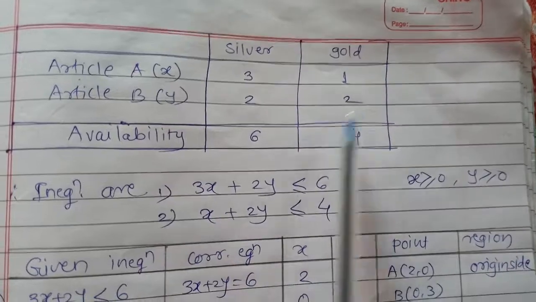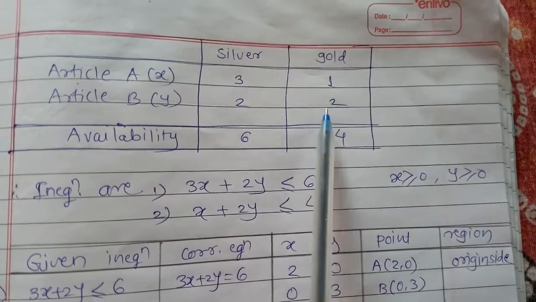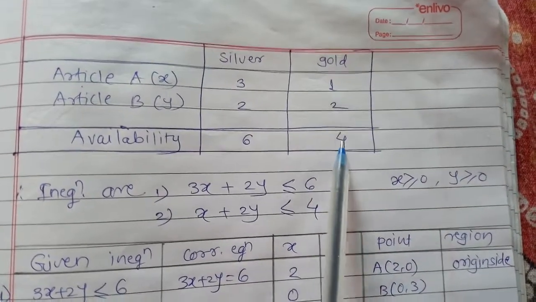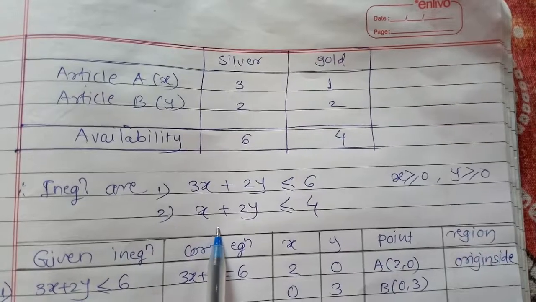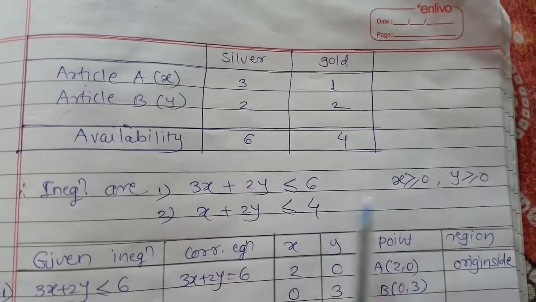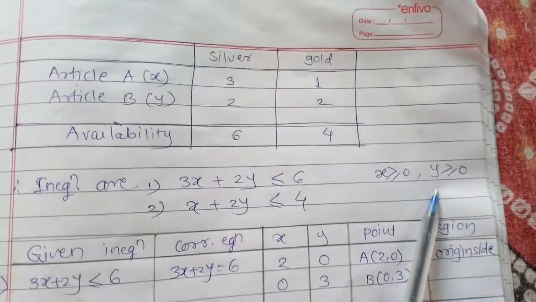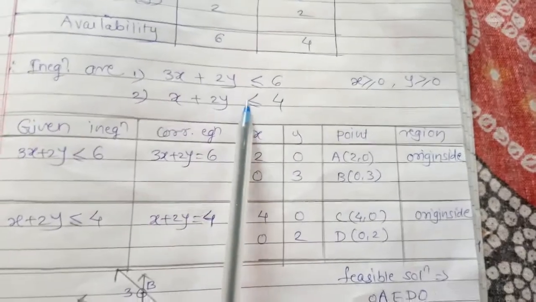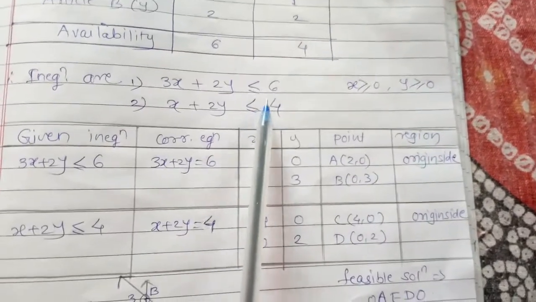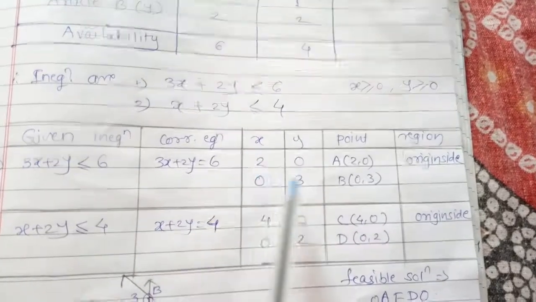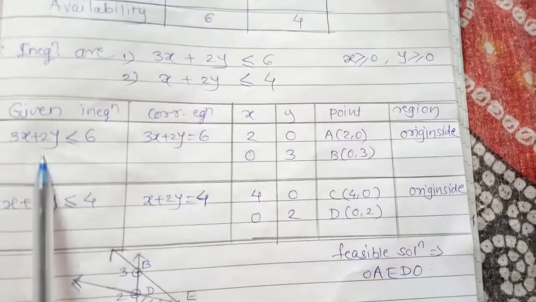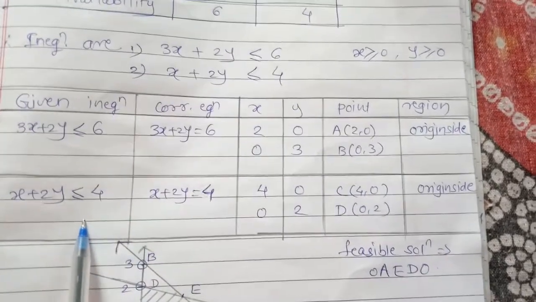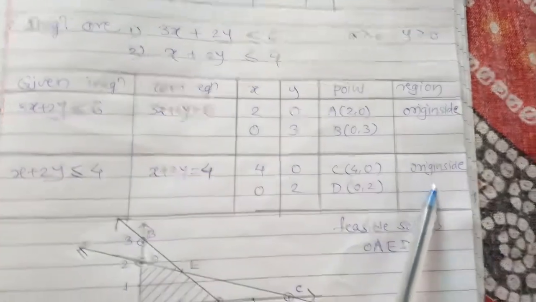For the second one, that is gold, x plus 2y. The availability of gold is 4, so we have to make it taking an amount less than 4. So the next equation is x plus 2y is less than or equal to 4. Again, x is greater than or equal to 0 and y is greater than or equal to 0. Similar to the previous examples we have already solved, you solve this inequation by the same method. Since 0 is less than or equal to 6, it is on the origin side. The second one is also the same, so we draw it on the origin side.